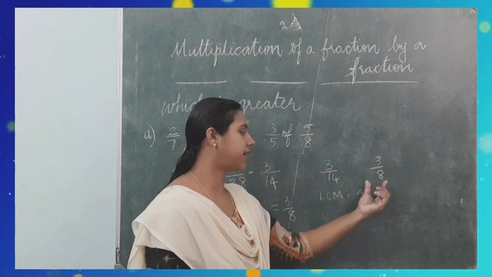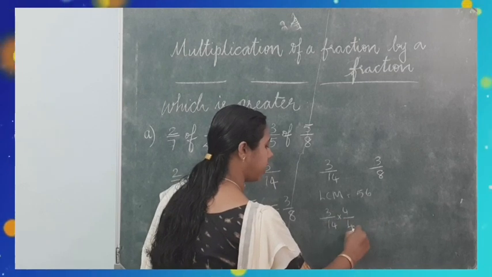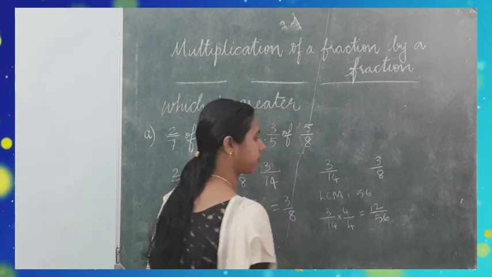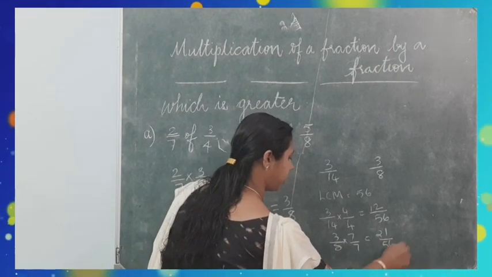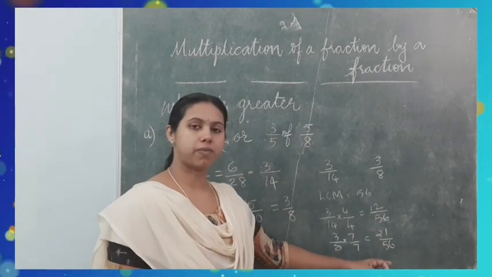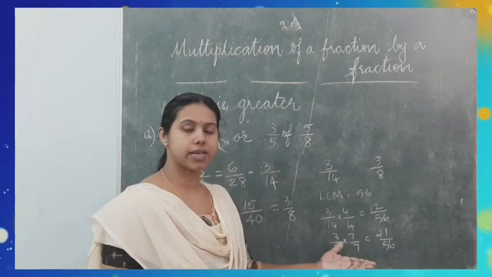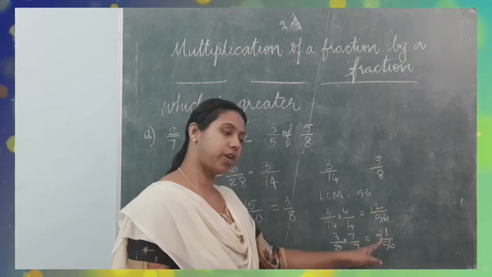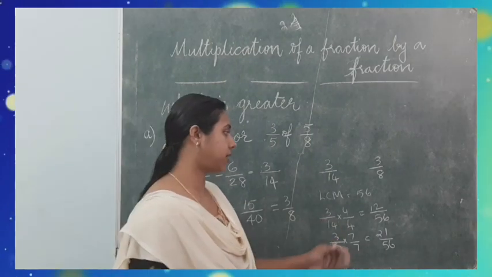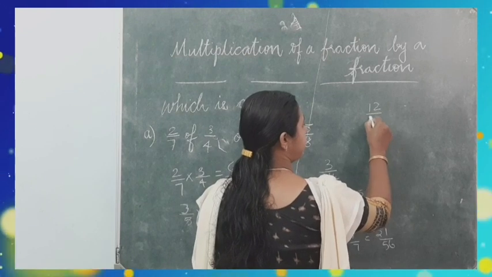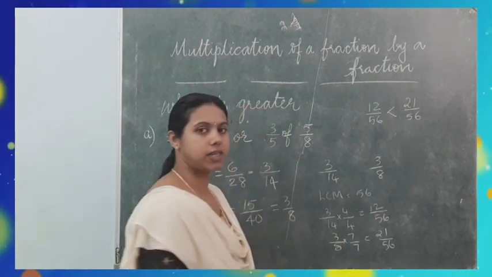So you have to make the denominator as 56. So 3 by 14 into 4 by 4, you will get 12 by 56. 3 by 8 into 7 by 7, you will get 21 by 56. 12 by 56 and 21 by 56, both have the same denominator. Now it is very easy to compare. If the denominators are same, you compare the numerators. 12 and 21, which is greater? 21 is greater than 12. So 12 by 56 is smaller than 21 by 56. 21 by 56 is the greater number.